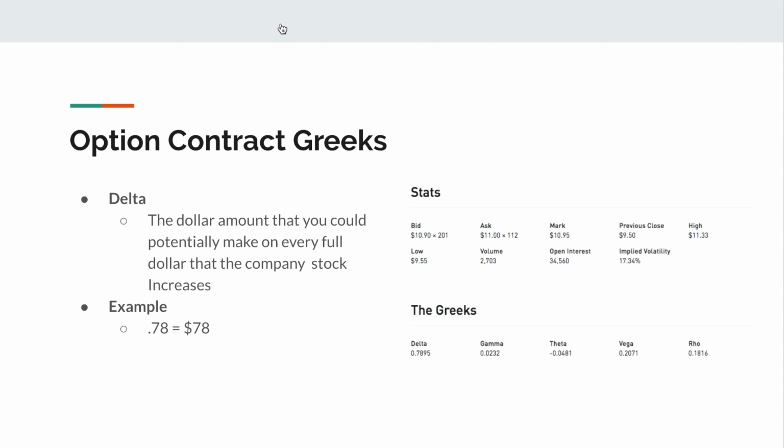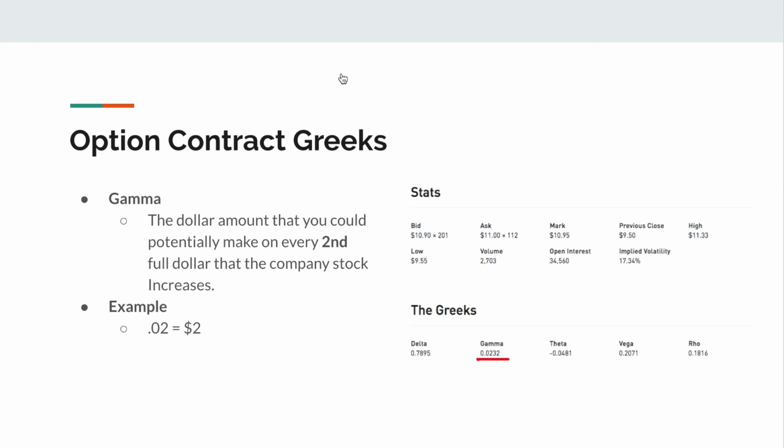Delta is not too difficult. Neither are the other ones. You'll see that we break it down for you in such a simple way that you won't be confused at all when you're looking at them. You just have to remember which is which. So delta is, in this case, 0.78. So let's move on to gamma. Gamma is the dollar amount that you could potentially make on every second full dollar move that the company's stock increases. So in this case, gamma is 0.02.